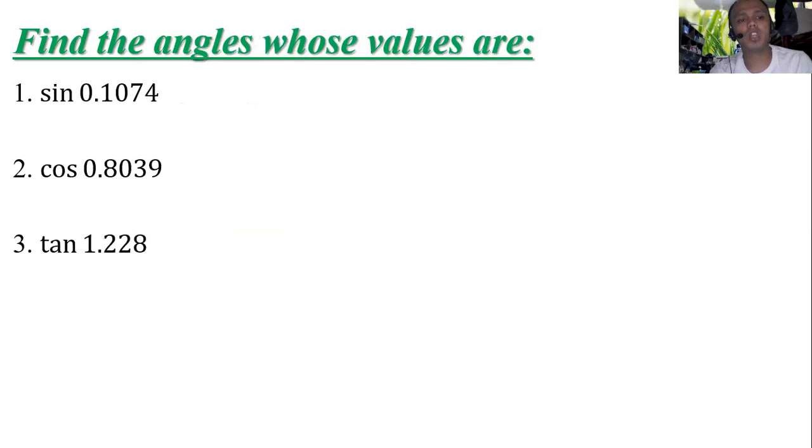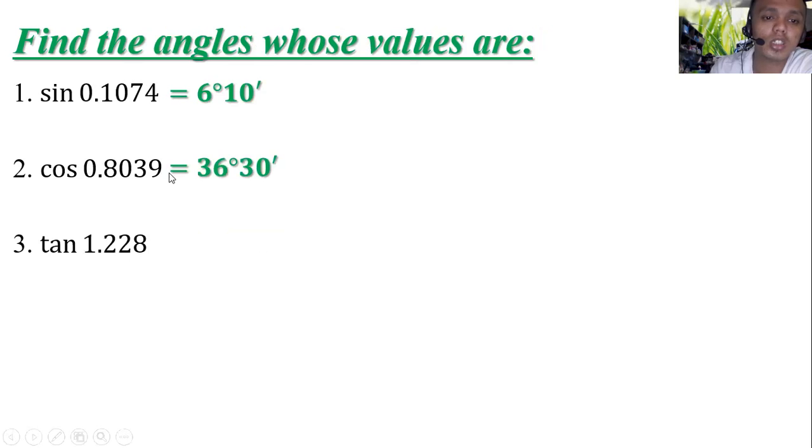Now, for find the angles whose values are, ito naman, no? This time naman, we are going to find the degrees, no? Given yung mga trigonometric values. Your sine 0.1074 is 6 degrees and 10 minutes. Cosine 0.8039 is 36 degrees and 30 minutes. Tangent 1.228 is 51 degrees and 50 minutes.